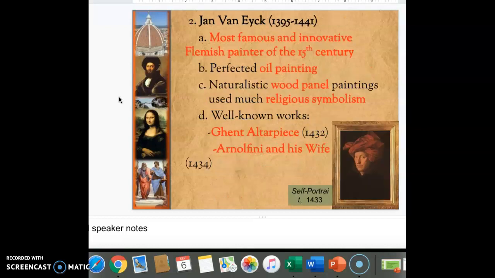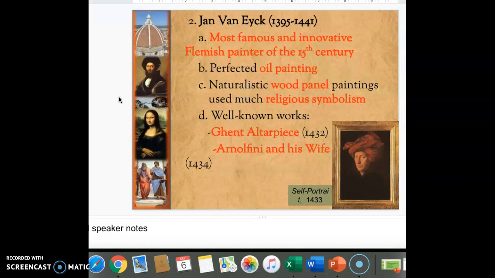The first one is Jan van Eyck, and he is considered the most famous and innovative Flemish painter of the 15th century. We know that he perfected oil painting. Again, you'll see some of his work in a minute. The naturalistic wood panel paintings used much religious symbolism. He often used this wood paneling when he would paint. Again, you're going to see religious symbolism evident. Two of his well-known works I'm going to show you in a moment.